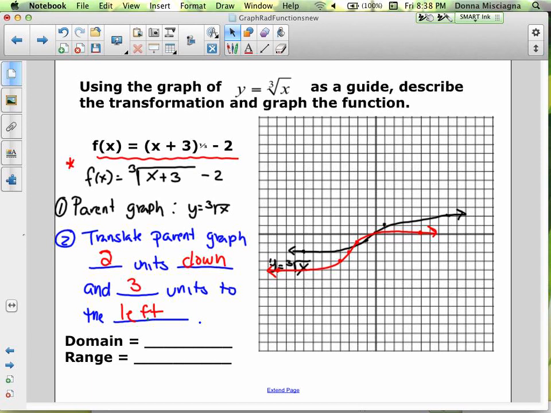All right, so domain, it's a cube root, so it's got arrows at both ends. It's going to keep on going vertically and horizontally. There's our domain and range.